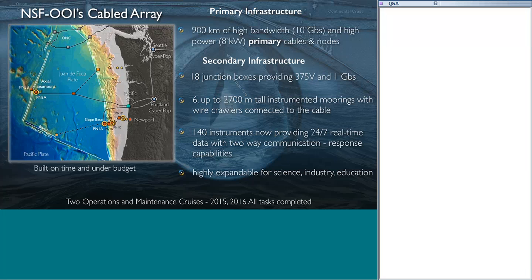And the key thing, as you probably all know, is because of the internet connection, we have two-way communication, so we can change command and control parameters, sampling rates, look angles, things like that. From day one, the system was always built to be highly expandable. So in most sites, we aren't using anywhere near the power or the bandwidth yet. It was built on time and under budget. John Delaney was the lead during that part of the program until 2014, and we've had 2 successful operations and maintenance cruises. Another one, about a 35-day cruise, will take place this coming summer.